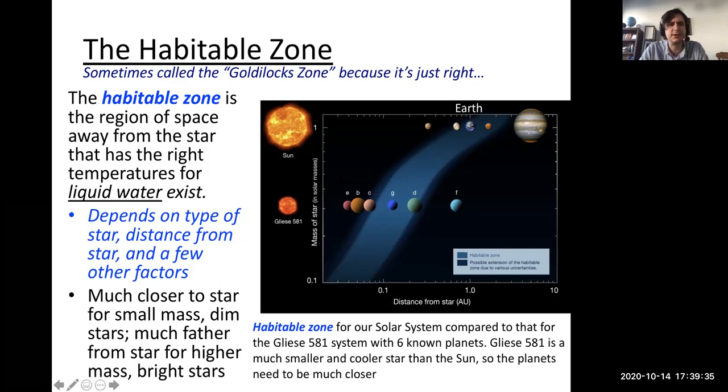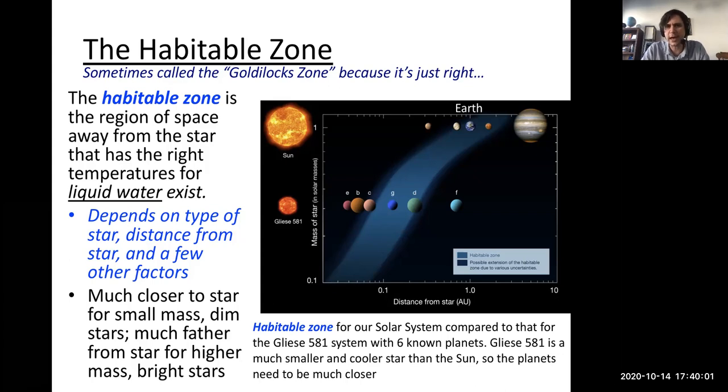And then you have to determine the age of the star, because there are things that are changing with that. So it's the type of star, the distance away from the star, a few other factors like the age of the star, considerations like atmospheric components of the planets themselves. But the habitable zone is a pretty blanket term. Just means that you're the right temperature, the right distance away to have liquid water on your surface.